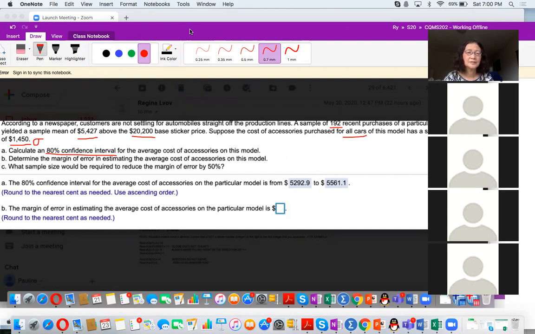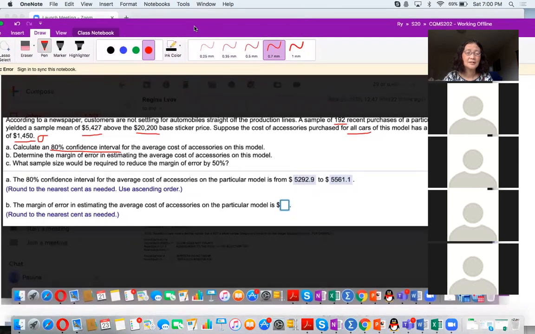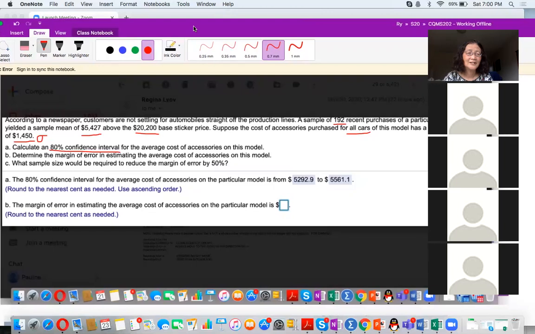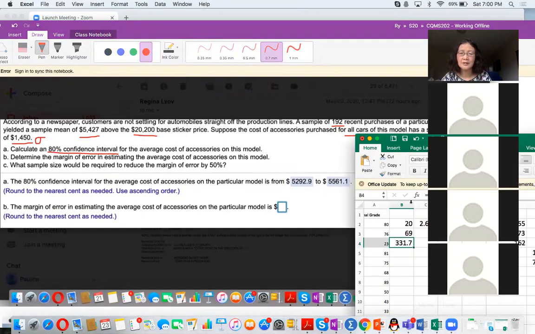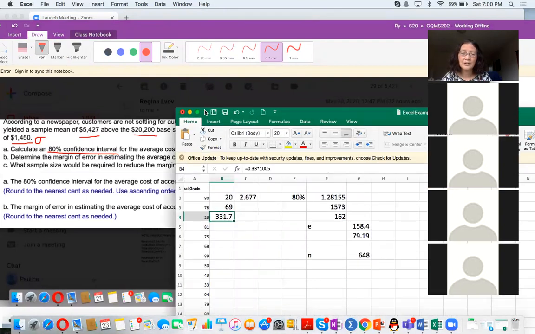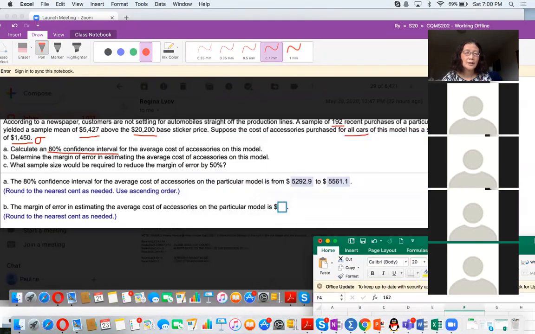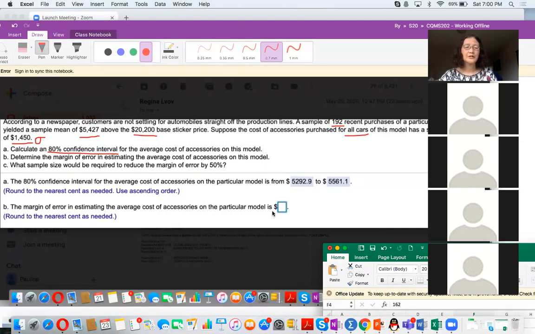How I calculate it is I subtracted 5561.1 subtracted by 5292.9, uh-huh. And I got the answer and I divided that by 2. Okay, sounds good. Yeah. So if you just want to see my calculation here, the answer is 134.1. Okay. So this is this number. 80% confidence interval for the average.